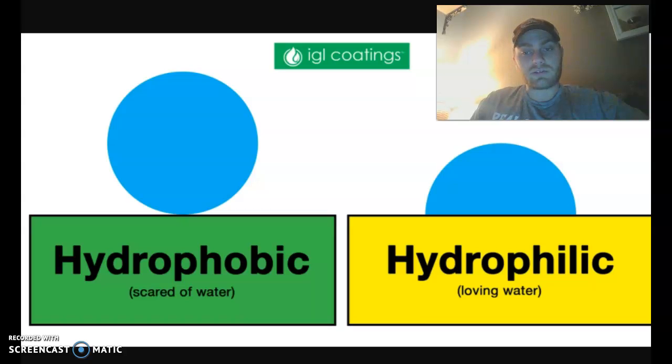Some examples of hydrophilic molecules are sugar and enzymes.